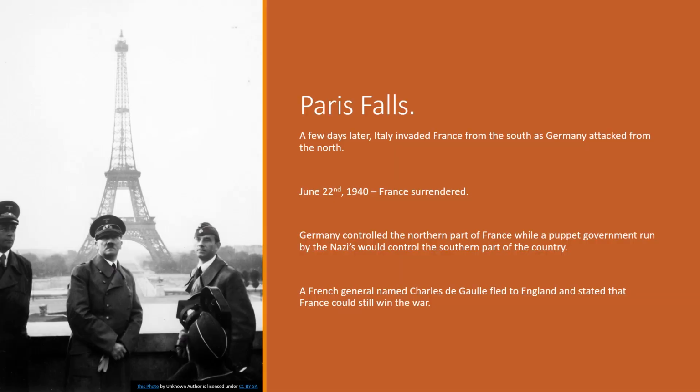A few days later, Italy will invade France from the south, and Germany will attack from the north. They will attack Paris, and on June 22nd, 1940, France will surrender to the Axis powers. The Axis powers will become Japan, Germany, and Italy.